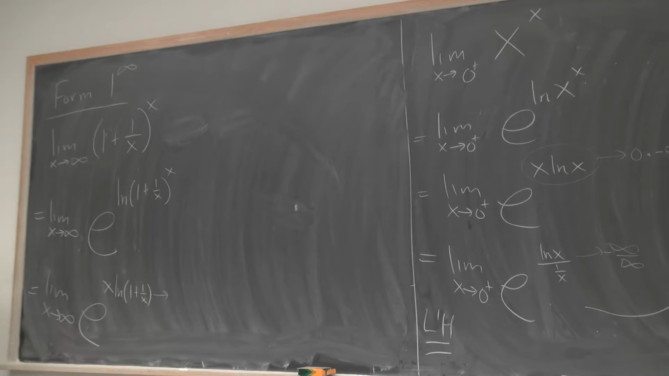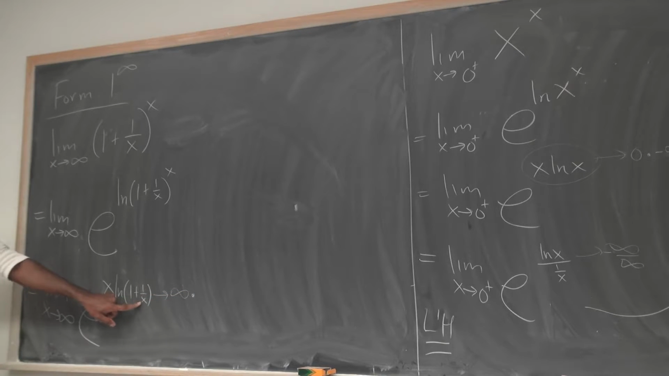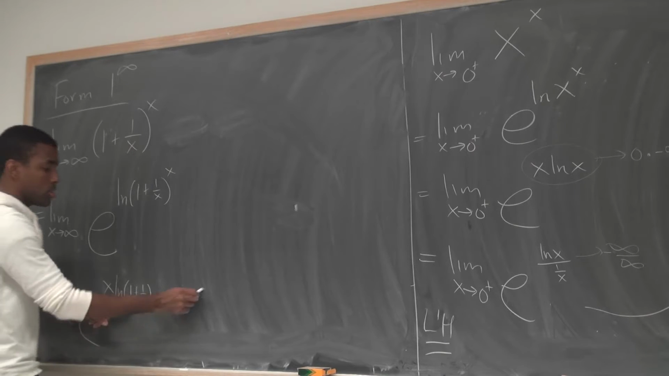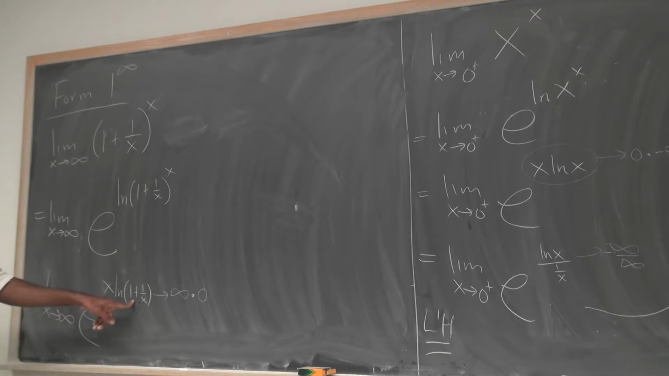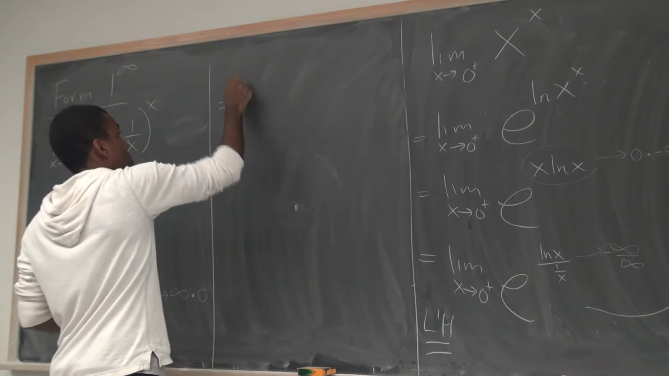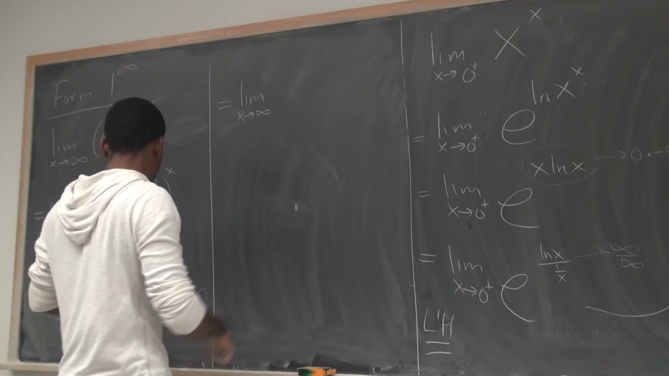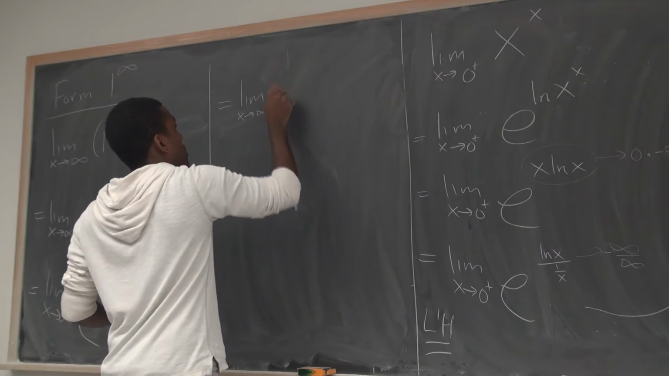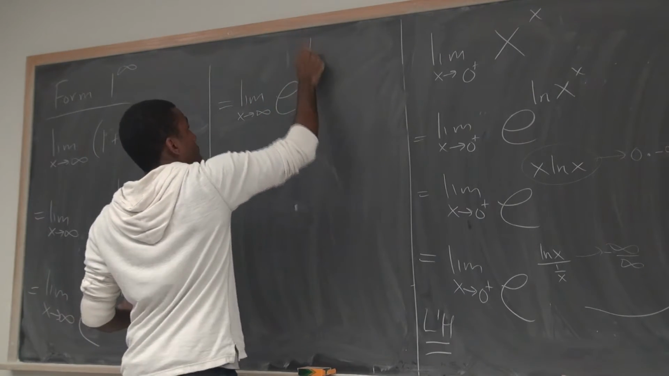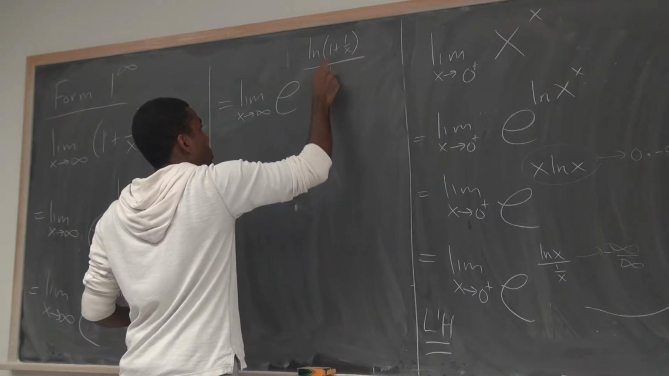This, by the way, would go to infinity times... here if x goes to infinity, 1 over x goes to 0, so this goes to ln of 1. So this is infinity times 0, useless. So we're going to rewrite it. So this is equal to the limit as x approaches infinity of e to the ln of 1 plus 1 over x over 1 over x.